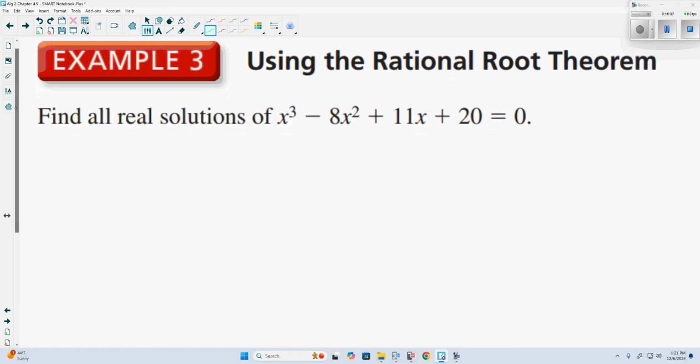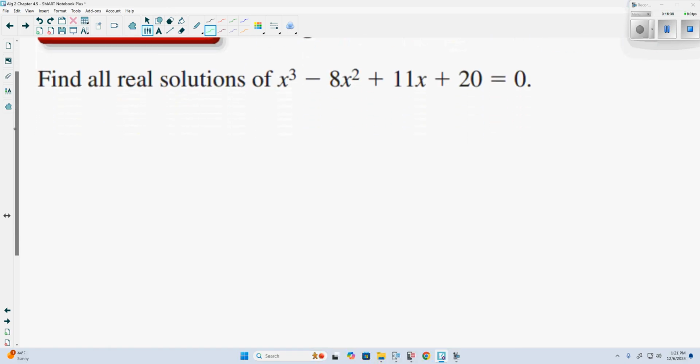So if we look at this here, we want to find all the real solutions of this here. We're going to find the rational zeros here. So the first thing we need to find is the factors of P and the factors of Q. P is the term without x. So what is our term without x here? 20. Factors of 20. Well, we'd have 1 and 20.